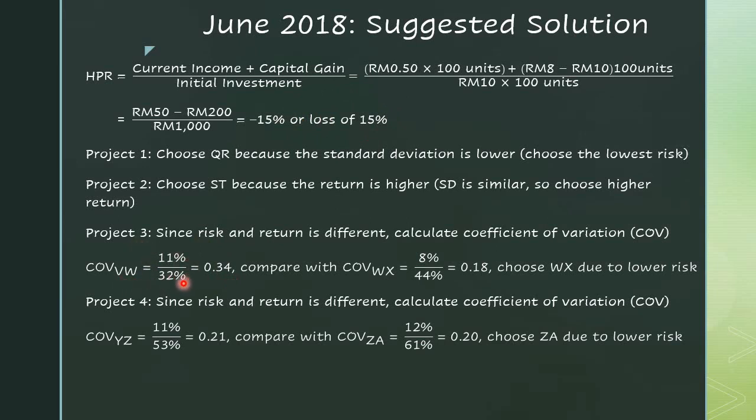For project 3 just now, we need to calculate the coefficient of variation. So standard deviation divided by expected return. You get 0.34. Compare it with WX, which is only 0.18. So you choose WX due to lower risk. The same goes for project 4. You calculate the coefficient of variation for YZ, which you get 0.21. Compare with ZA at 0.20. So you choose the one with the lower coefficient of variation due to lower risk. Simple.